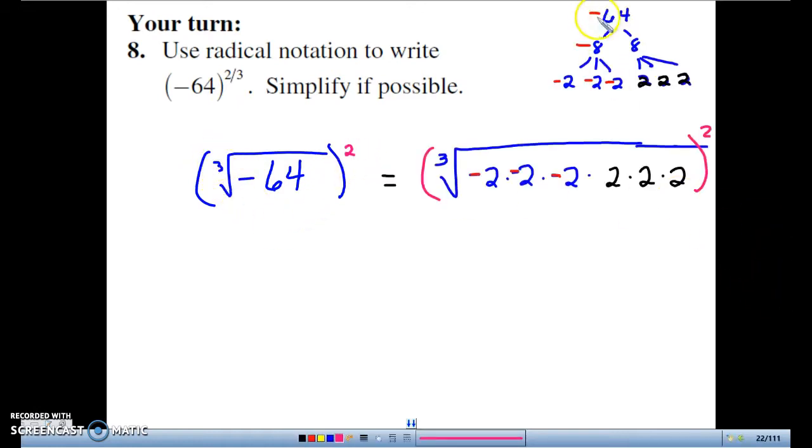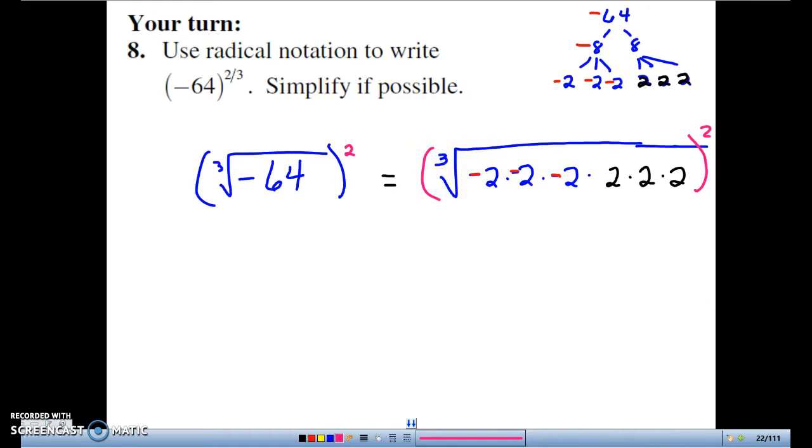Now, if I do prime factorization of negative 64, that's negative 8 times a positive 8. Negative 8 is negative 2 times negative 2 times negative 2. The positive 8 is positive 2 times positive 2 times positive 2. So I wrote my prime factorization like this to make the signs work out.